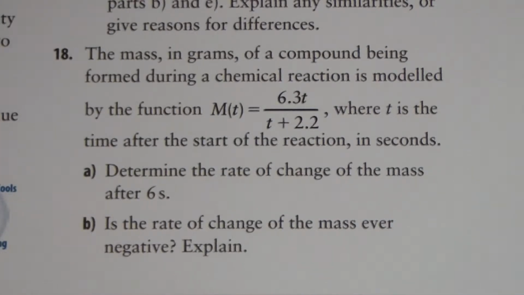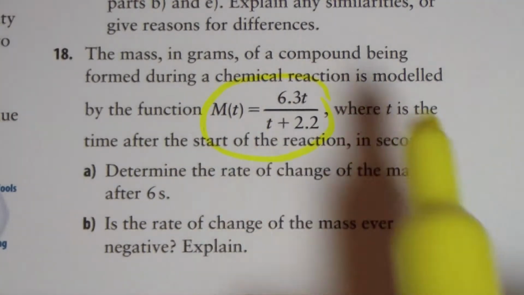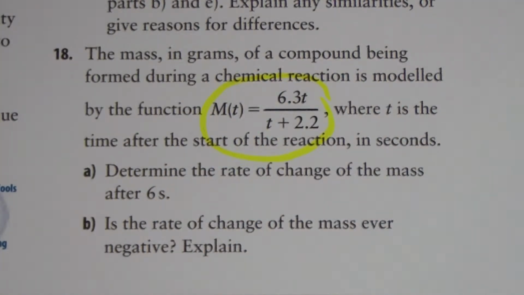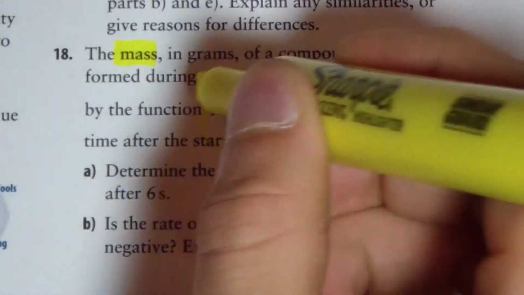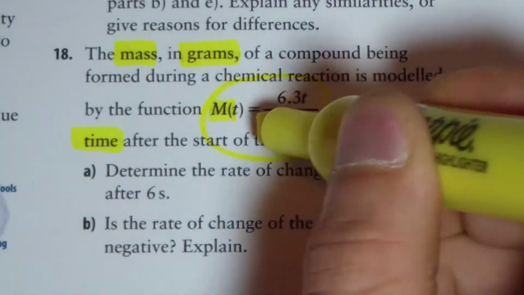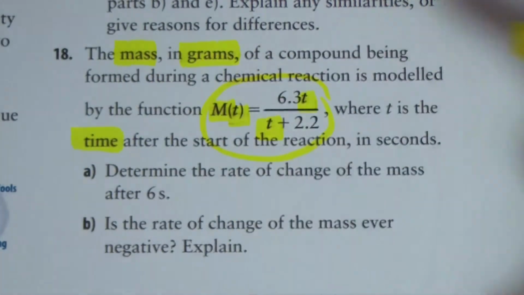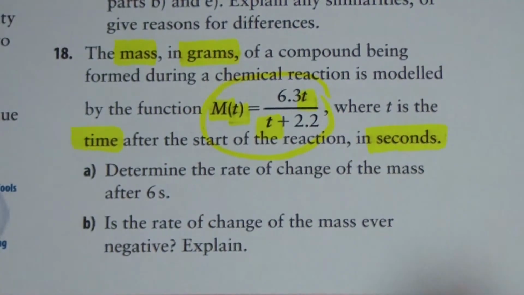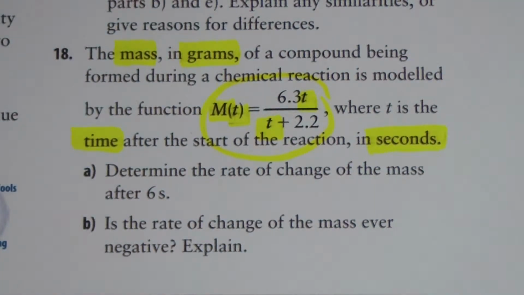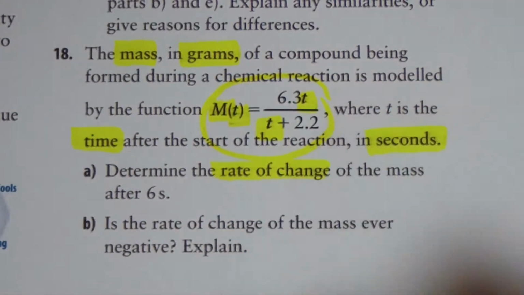Part A, it says determine the rate of change of the mass after 6 seconds. The important pieces of information we need to know are what is given and what is required. What is given is the general function and the variables. The variables being mass, m, in grams, and time, t, in seconds. What we're to determine is the rate of change, or slope, which could also be the first derivative.